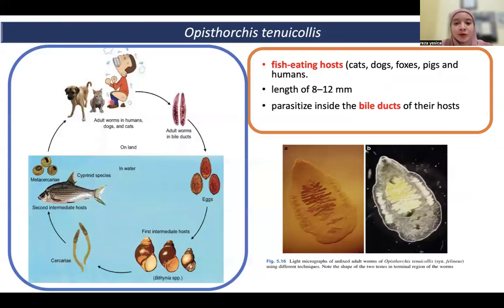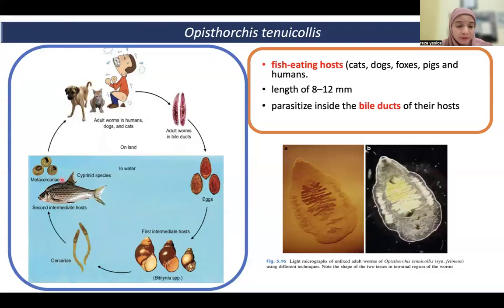The next is Opisthorchis tenuicollis. This is a fish-borne fluke. So it can infect cats, dogs, frogs, pigs, and humans. They live in the bile ducts of their hosts. And the hosts become infected because they eat raw meat of freshwater fish.